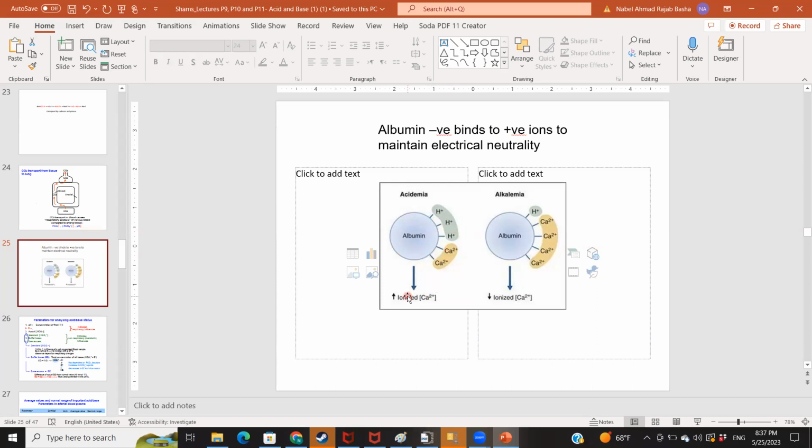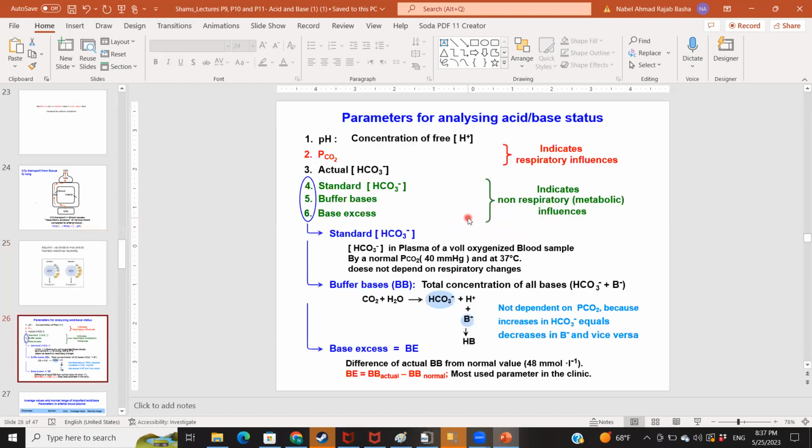Okay? So you don't need to know the relation between calcium and hydrogen. I'm just giving an example of how important albumin as a buffer is in acidosis, in alkalemia, and so on. But the one point that you have to bear in mind is that albumin and plasma proteins are buffers, and they prevent alterations in pH by binding and releasing hydrogen ions. So let's move to these parameters. Dr. Shams listed these for you.